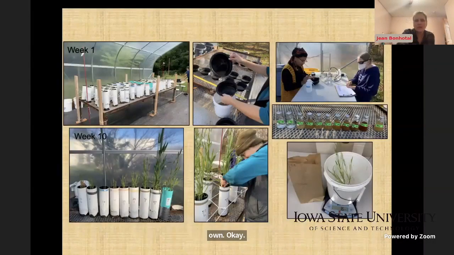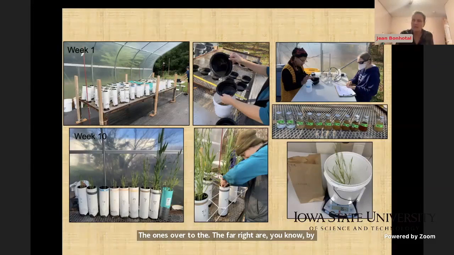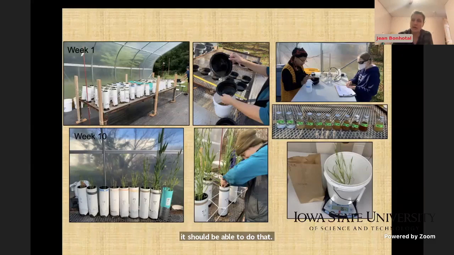The ones over to the far right are by far the best, and they were the 50-50 mixes. So we're very happy. Actually, the one next to the green tube is 100% compost, and we didn't really think that it should be able to do that, but it by far was the best in the trial.